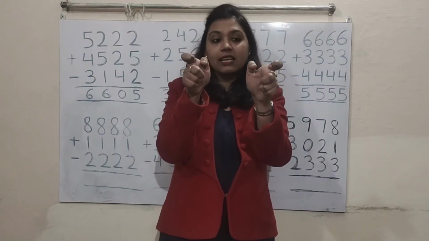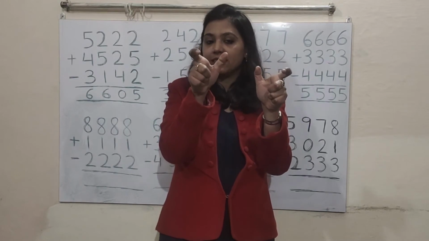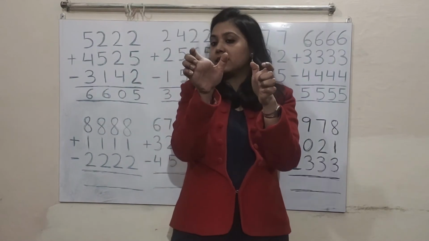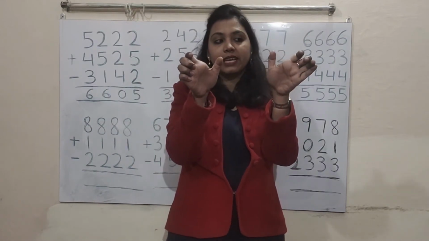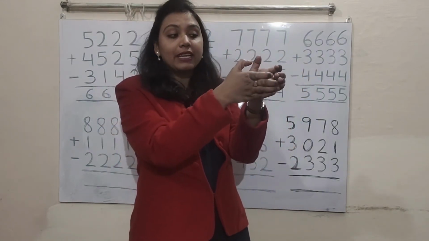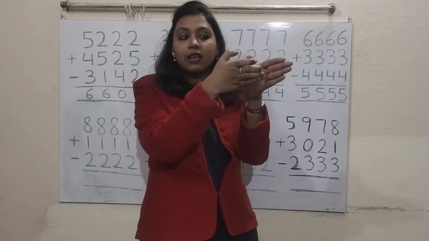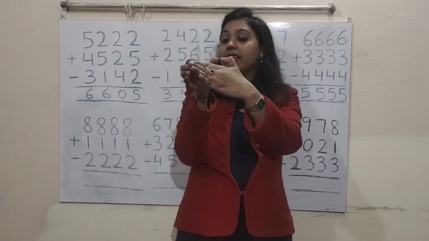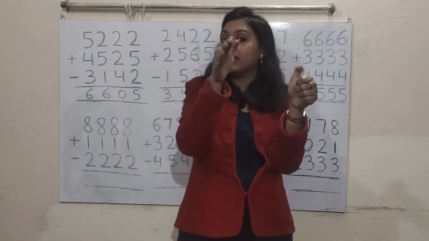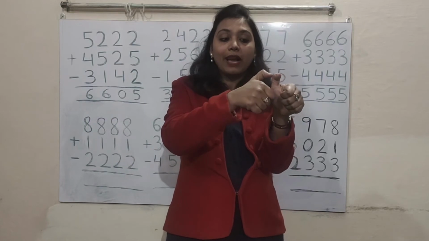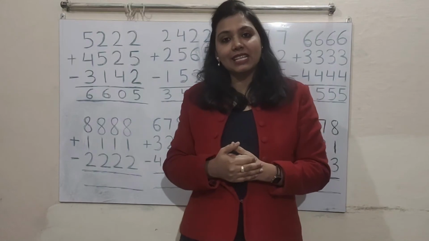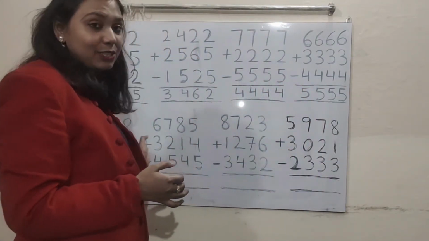Next, 6,666. Plus 3,333, plus 3,000, plus 300, plus 30, plus 3. Minus 4,000, minus 400, minus 40, minus 4. Now count. 5,555 is the answer. Friends, these are all practice questions.